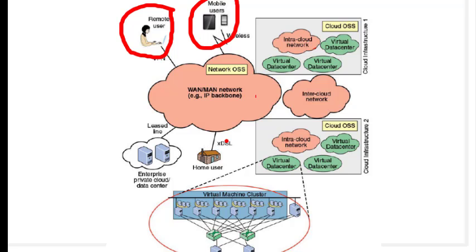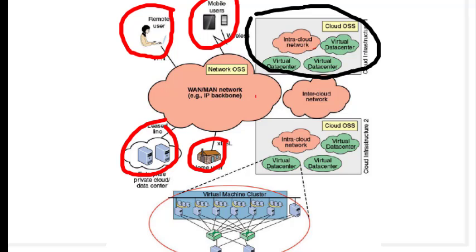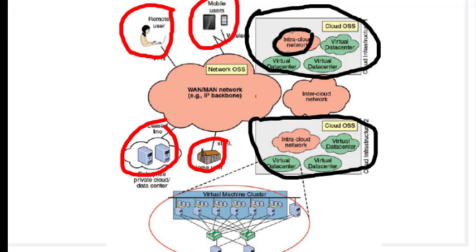Then we have a home user using a wired DSL connection, and then we can also have an enterprise cloud, or it can be a data center. Here we have the cloud providers. This is a cloud provider, the cloud infrastructure. It consists of virtual data centers connected through an intra cloud network. The cloud provider may have more than one infrastructure. This is another cloud infrastructure consisting of various virtual data centers.